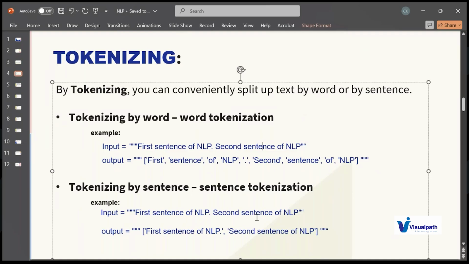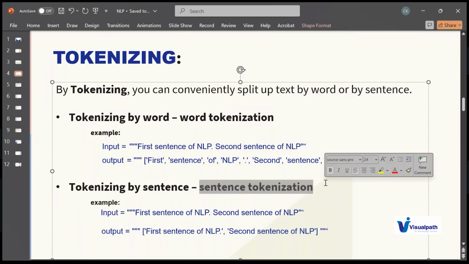In the same way, we have sentence tokenization as well. Let's take a paragraph. This paragraph will not be split into words, but into sentences. So converting the paragraph into sentences is called sentence tokenization.